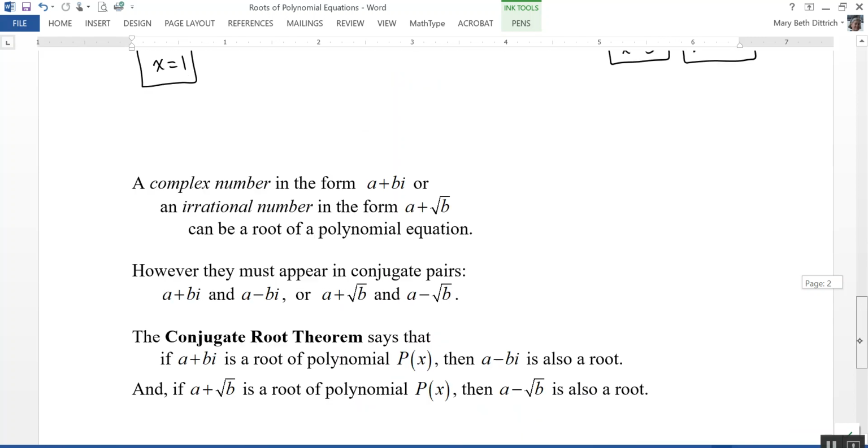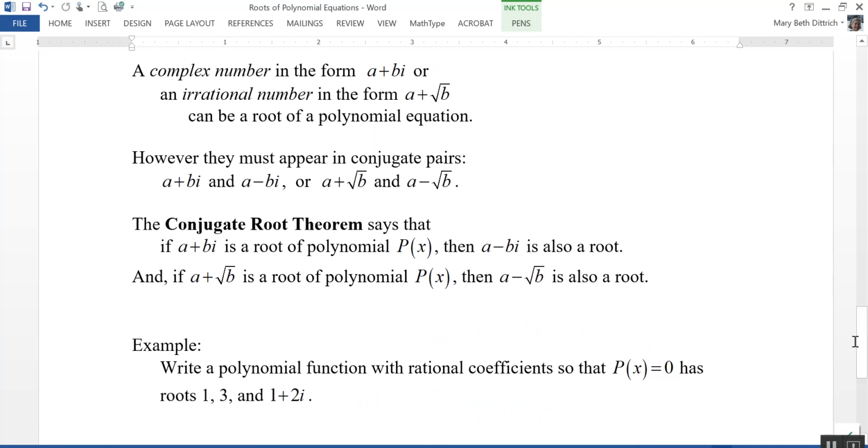A complex number in the form a plus bi, or an irrational number in the form a plus the square root of b, can also be the root of a polynomial equation. Now, these are not going to be rational numbers because a complex number is imaginary, and if it has a square root, for example square root of 2 or square root of 3, that's going to give you an irrational number, but these can also be roots of polynomial equations. However, they must appear in conjugate pairs. So for example, if you have an a plus bi, you must also have an a minus bi.